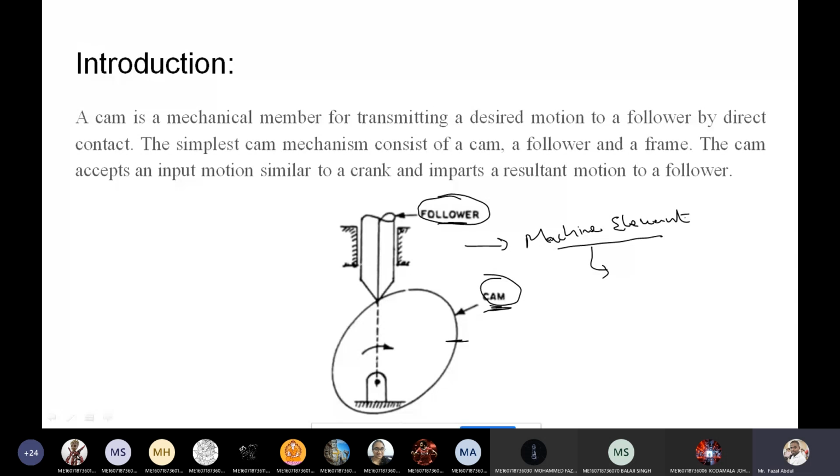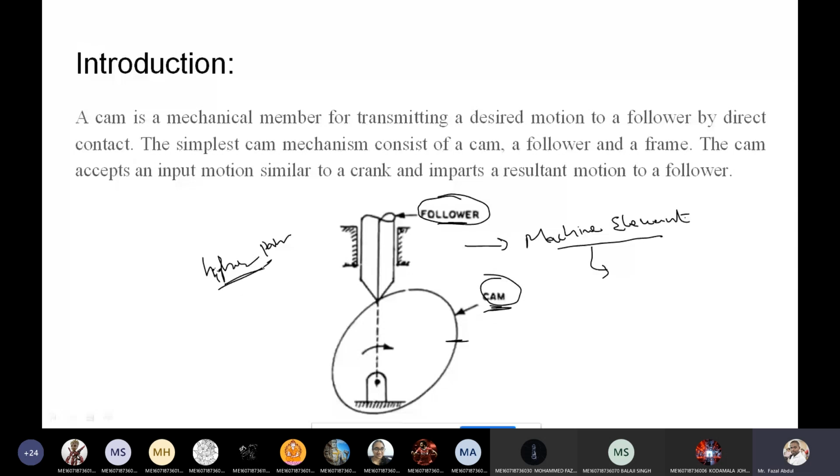Which type of pair? In kinematic pair, there are many different types of pair: sliding pair, rolling pair, turning pair, lower pair, higher pair. Many pairs are there in the first unit. Among all those, this CAM and follower comes under which category? This CAM and follower comes under the higher pair.